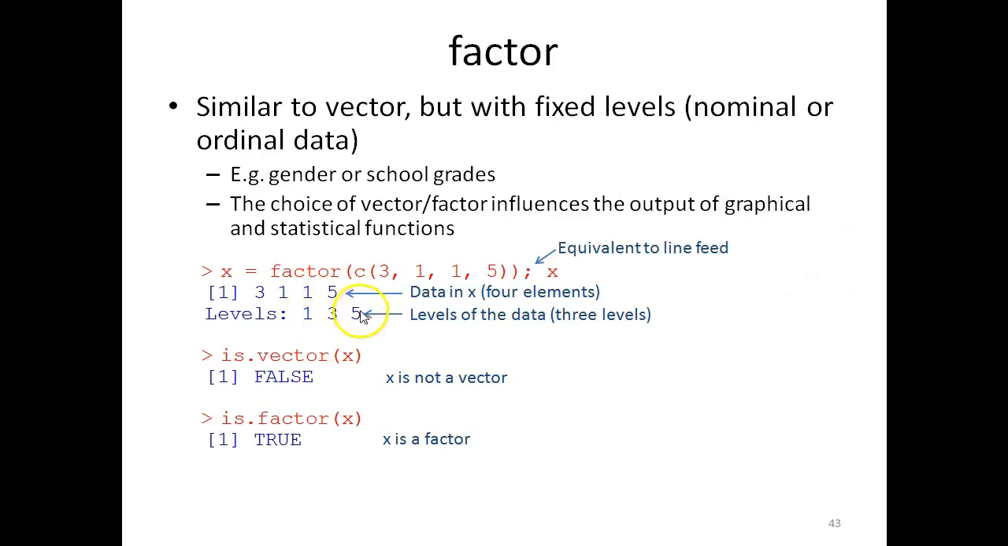The levels are just chosen by R automatically. It goes through the data and finds out that there's a 3 and the 1, another 1 and the 5. The ones are obviously identical, so they are the same level. They are also presented in alphabetical order. And if you really want to make sure that this is a vector, you can use this sort of useless command isVector x, and it gives you false, proving that this is not a vector. And isFactor gives you true, telling you that this is a factor.